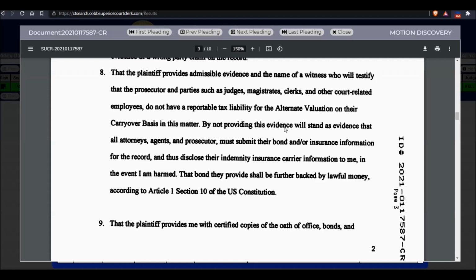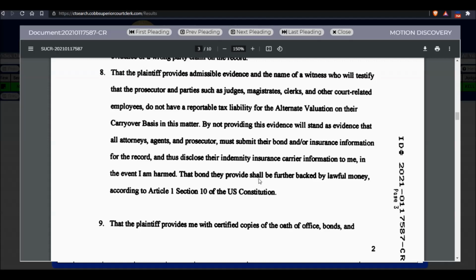The firm that they're doing business through, the division within the county, the prosecuting office, is required per state law to have bond. That is what you ought to be bringing in. And not asking them that, hey, unless you bring that bond in, you can't make a claim upon me. None of that has any standing. And thus disclose their indemnity insurance carrier information to me in the event that I am harmed.